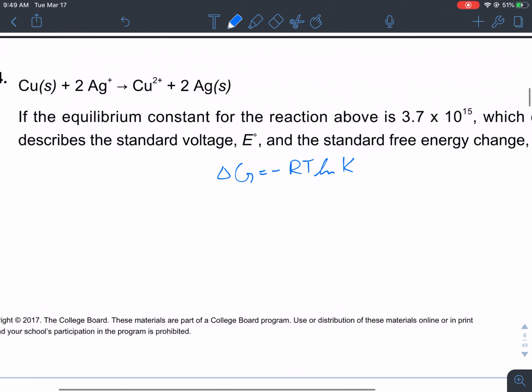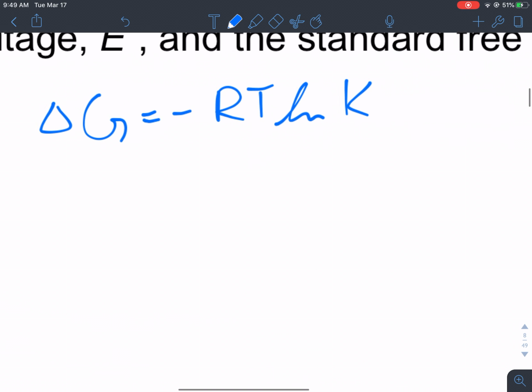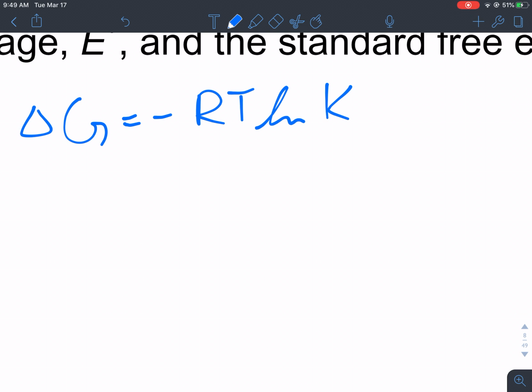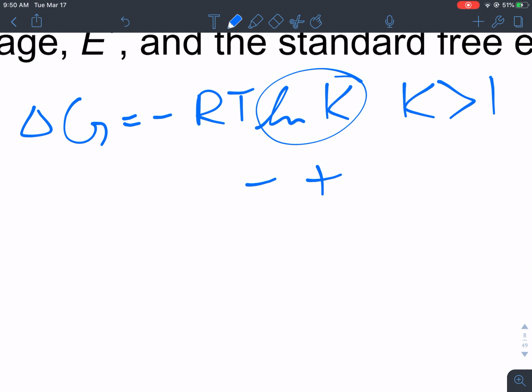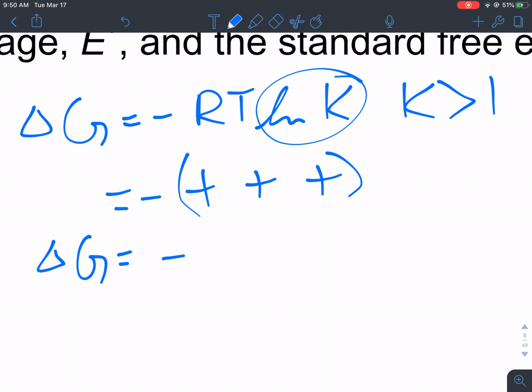Now, what is the K? It's this huge number, a gigantic number, meaning it's super positive. This means K is way greater than 1. If K is way greater than 1, ln K is a positive number. T, temperature, is always positive. R is always 8.31. This is positive, positive, positive times a negative, which is overall a negative number. That means your delta G is a negative number. If your delta G is a negative number, you are spontaneous.